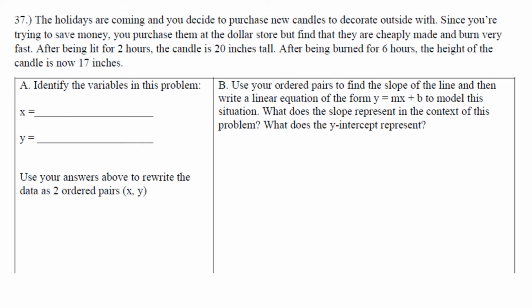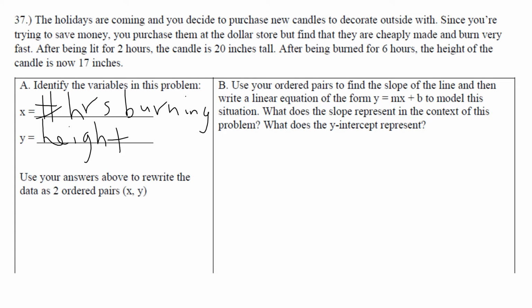So if you go back and read through this problem, you're trying to figure out what are the two quantities that are changing. One of the things that is changing is the time that the candle is lit, and in this case, it's in hours. So our X in this case is going to be the number of hours that the candle burns. Then, depending on how long the candle has been burning, the height of the candle changes. So that's going to be my Y.